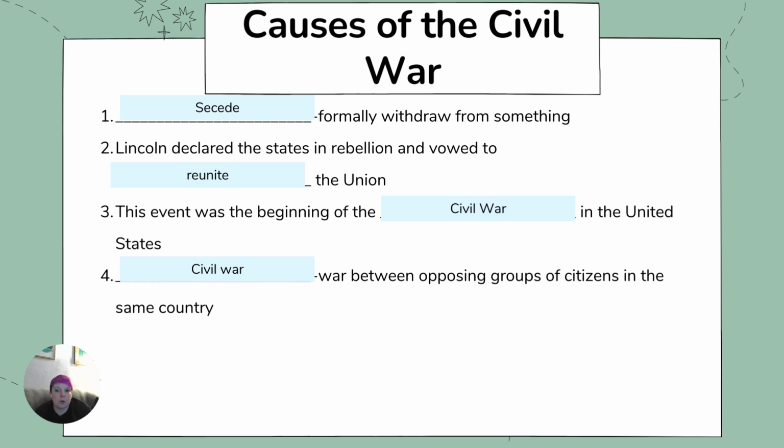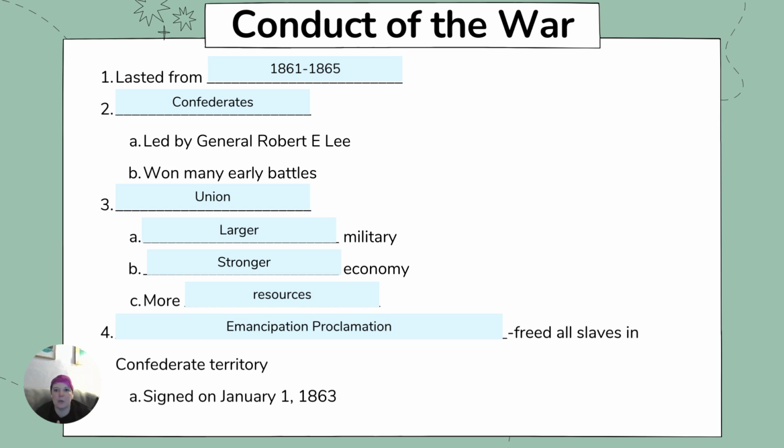A civil war is a war between opposing groups of citizens in the same country. That's important to note because even though we talk about our Civil War being called the Civil War, there are other civil wars that have happened in other countries that we may touch upon this year and that you will definitely touch upon in other history classes throughout your educational career. So remember that a civil war is just something that happens within a country and doesn't just refer to our Civil War. So the war lasted 4 years, from 1861 to 1865.